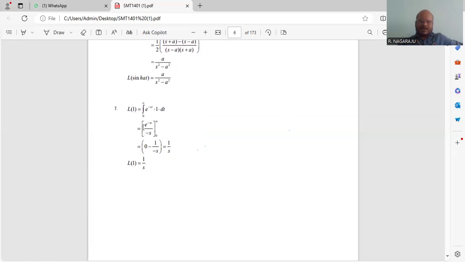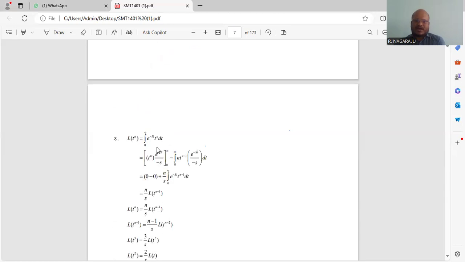And after that, L of 1. This is the most important formula, L of 1. In the function f of t, you have to substitute only 1. So in the place of f of t, you are substituting 1. So you will get the integral 0 to infinity e power minus st. Whenever you are getting e power minus st, it means e power minus st by minus s. The upper limit is infinity, the lower limit is 0. If you are substituting, you will get 1 by s.